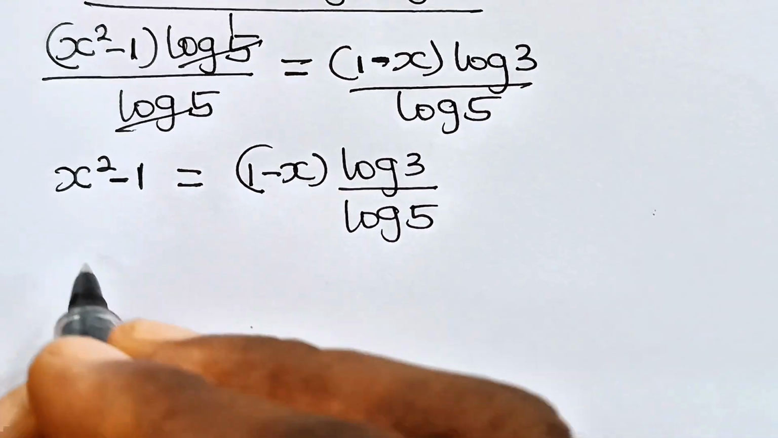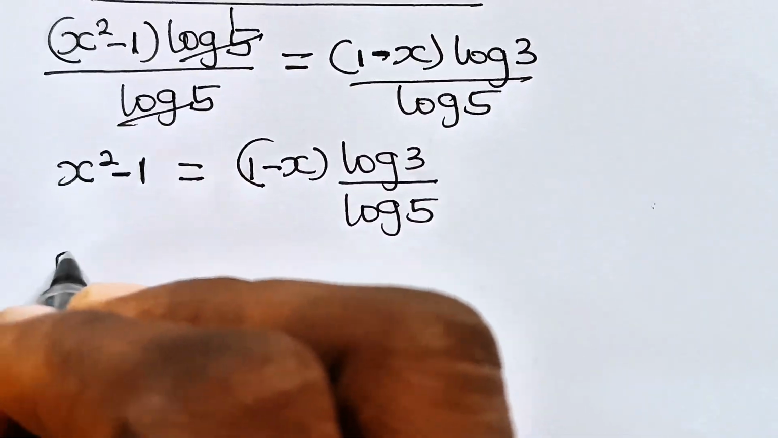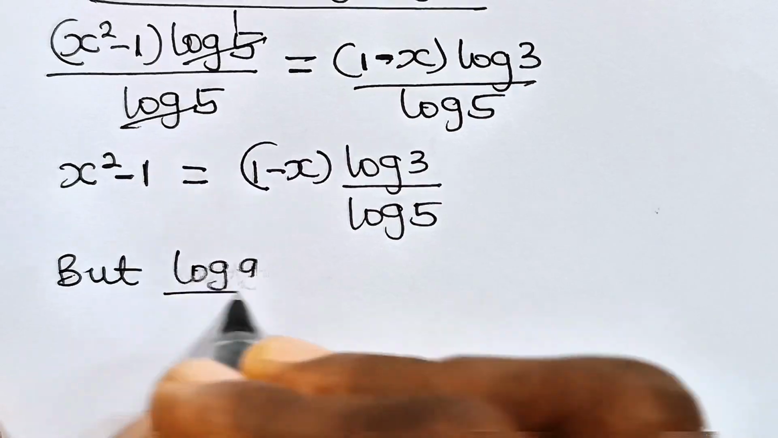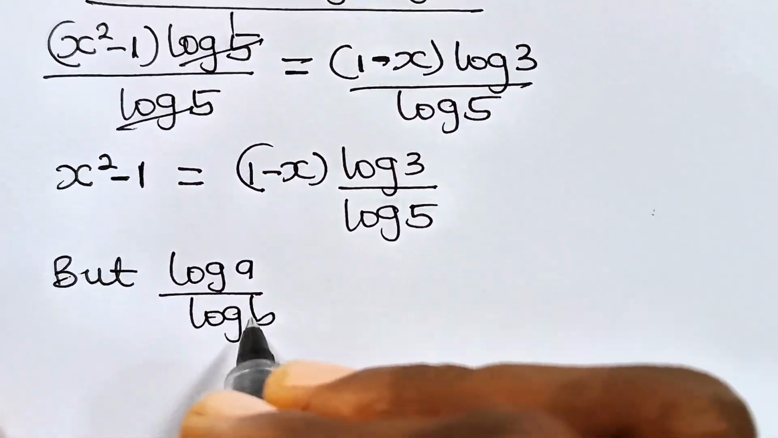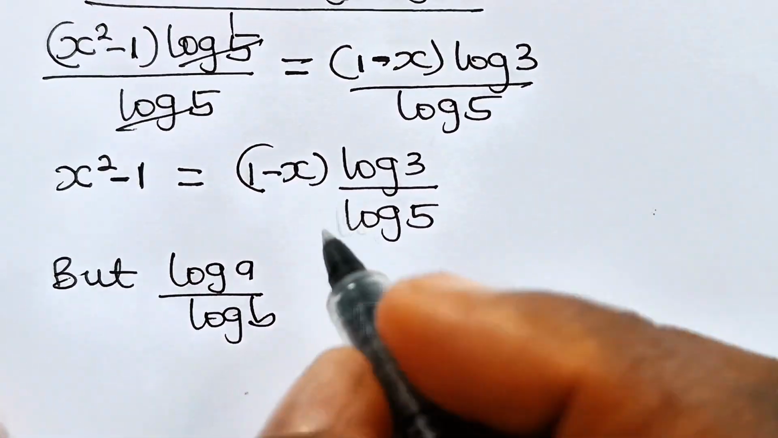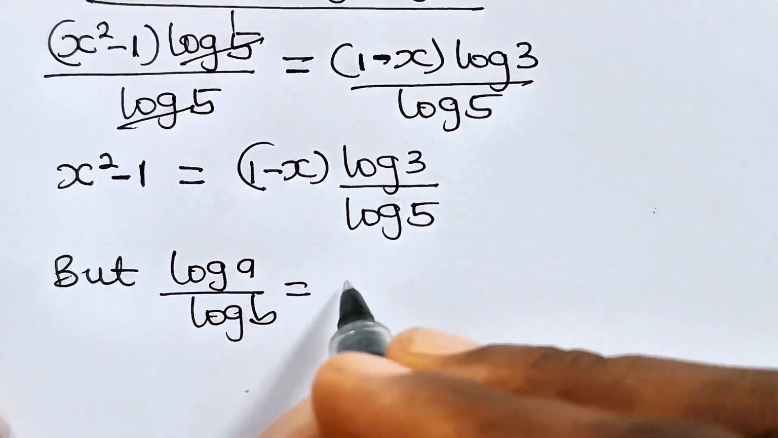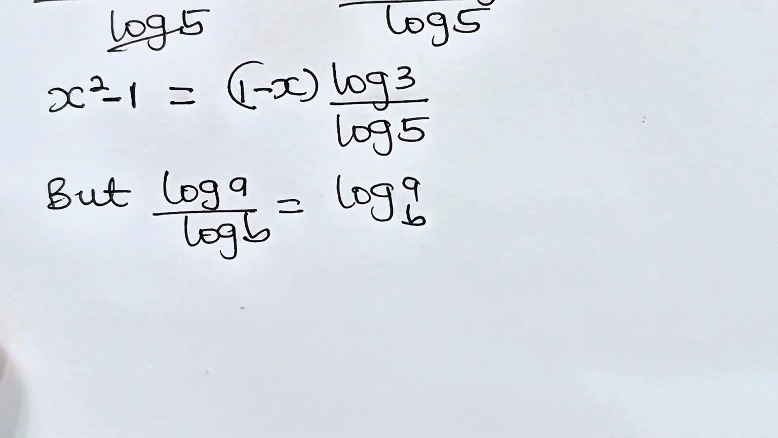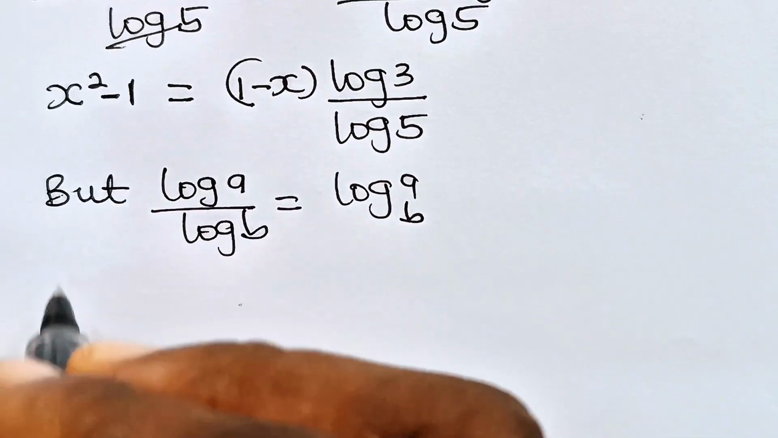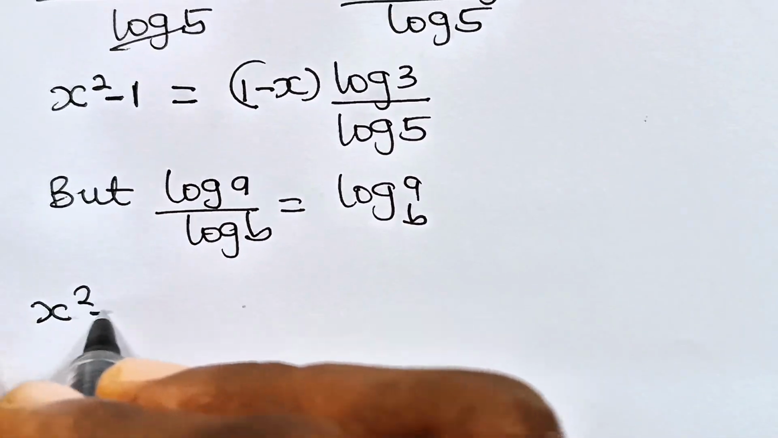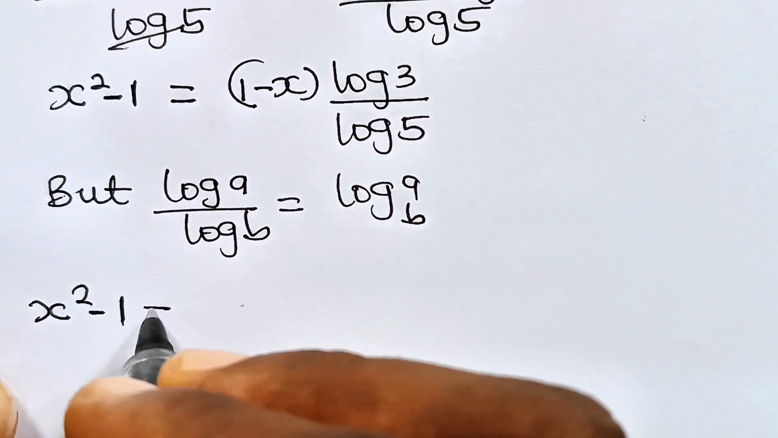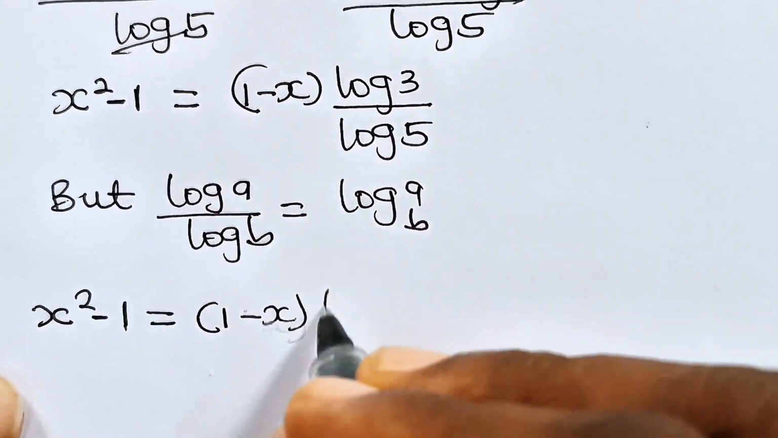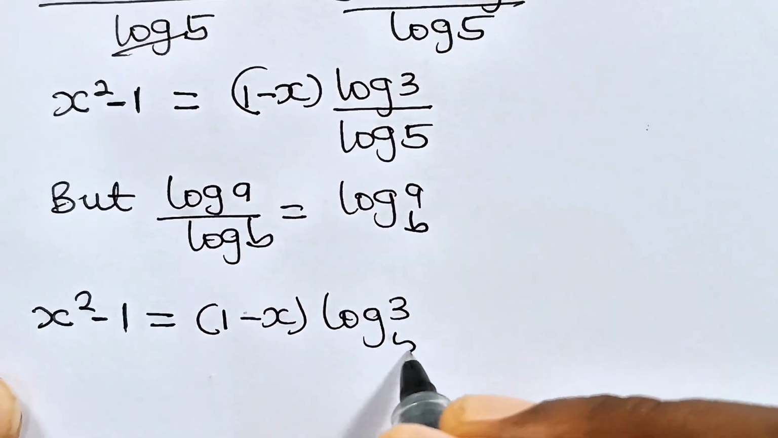Alright, now note that log a divided by log b, according to the change of base, is equal to log a base b. So we can write this as x squared minus 1 is equal to 1 minus x times log 3 base 5.